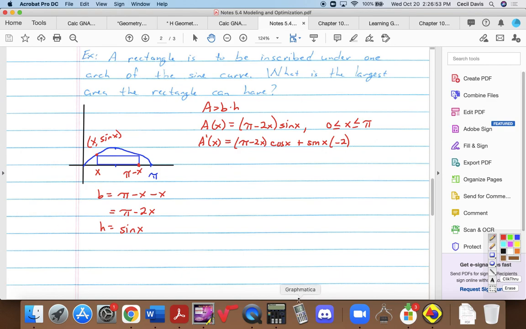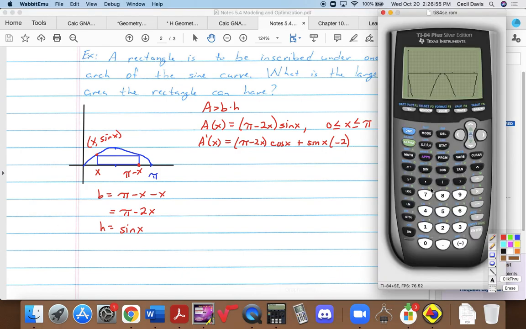Did I graph that correctly? I got different. Shouldn't it be pi minus 2x cosine x? What's weird, this should be sine of x. Shouldn't it be negative? Oh, you multiplied the 2 in the wrong place. Oh, it's supposed to be minus. There we go. That should look better.